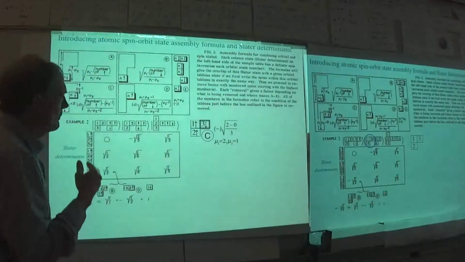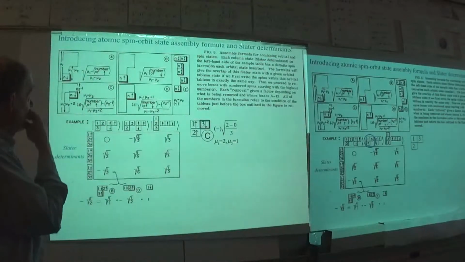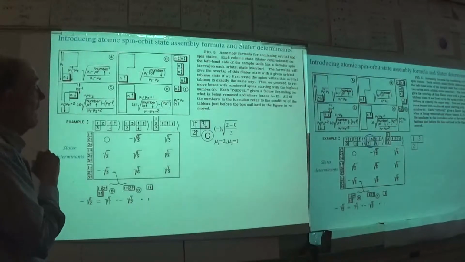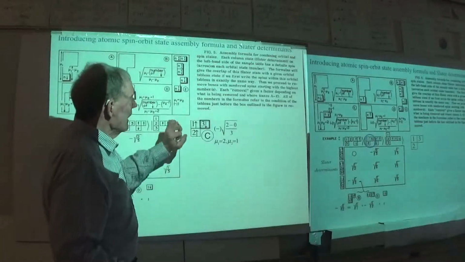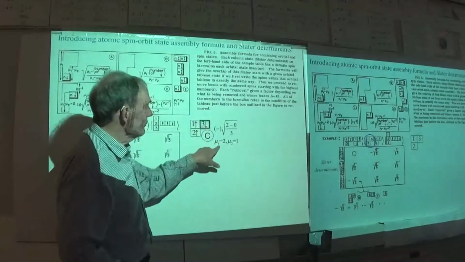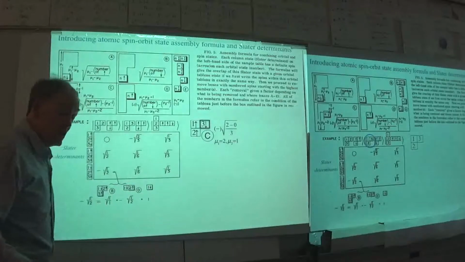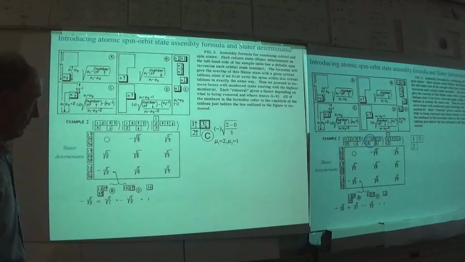I tripped over that so many times. Finally, I just did it, and then everything went smoothly. So here we have a mu1 for this tableau of 2, and we have a mu2 of 1. Those are pretty standard notations for tableau column lengths.